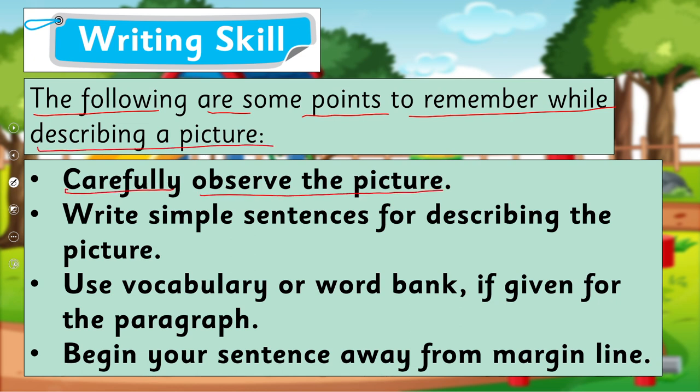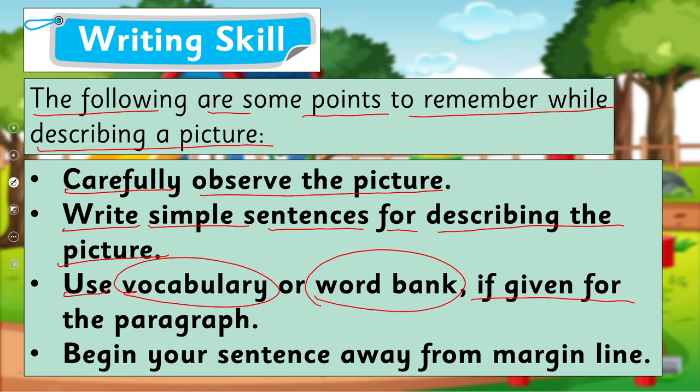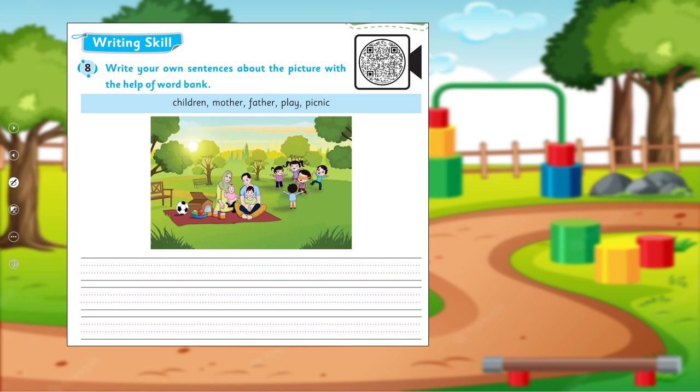Carefully observe the picture. Write simple sentences for describing the picture and use vocabulary or word bank if given for the paragraph. For lines, you are writing a few lines, not a paragraph. So begin your sentence away from the margin line with a capital letter. We know these things now. This picture is given and you are given a word bank. You will keep looking at the picture, taking words from the word bank and write sentences over here, right?